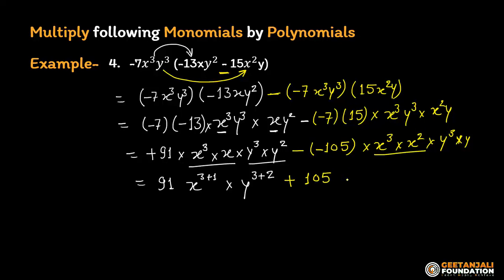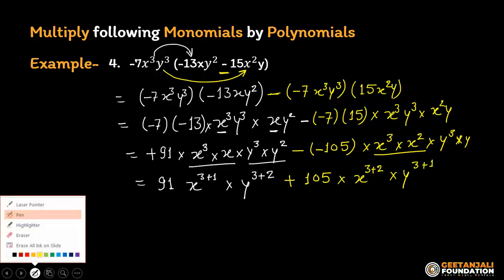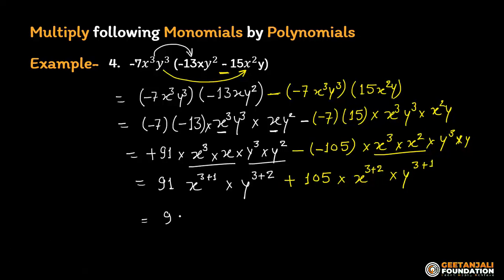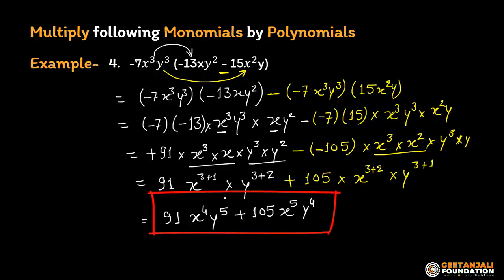And here we'll take these two. So it will become x raised to 3 plus 2, 3 from here and 2 from here, times y raised to 3 plus 1, 3 from here and 1 from here. So finally we get 91 x raised to 4 y raised to 5 plus 105 x raised to 5 y raised to 4, and this is our answer. When we multiply this monomial by this binomial, we get this answer.